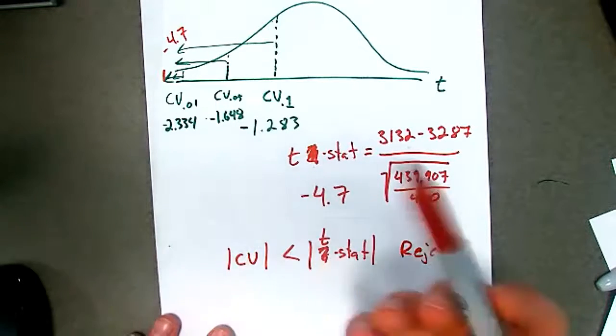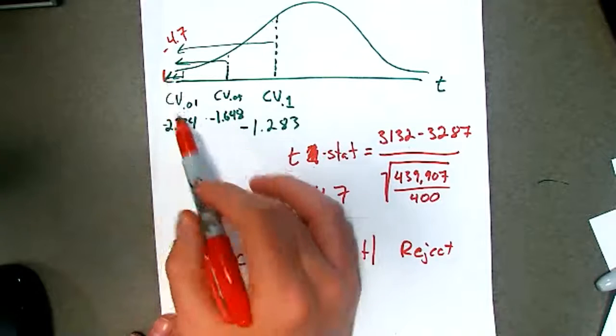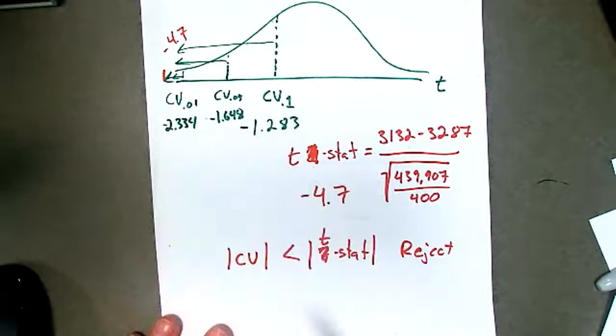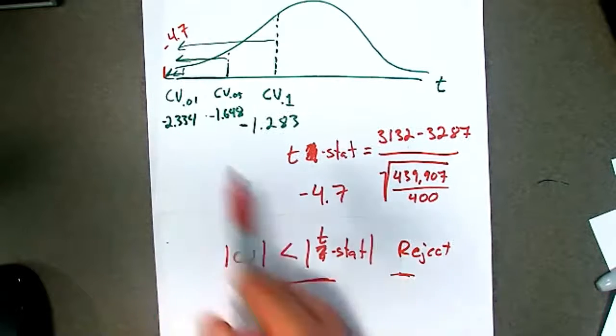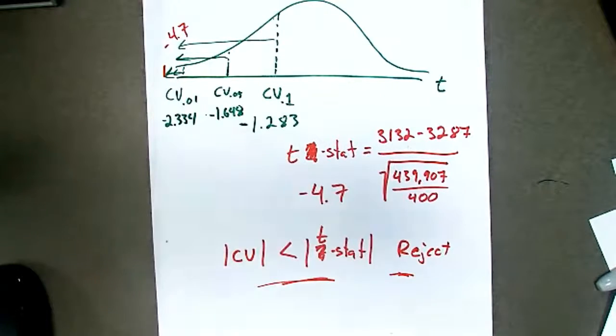Here you can see negative 4.7 is larger in magnitude than negative 2.33. So when I take those absolute values, this would hold and I'd reject. Or if I have it drawn out and I just plot the points, I can clearly see it's in that rejection region. So that's the only reason I do it, just to have a visual that lines up with what we're doing to make it a little bit easier.